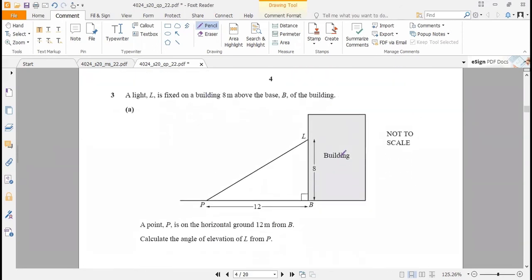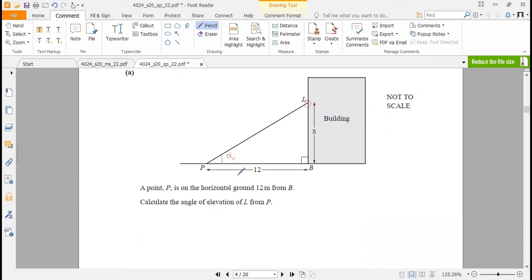Now come to part C, question number 3. A light L is fixed on a building 8 meters above the base of the building. Here we have the light, and point P is on the horizontal ground 12 meters from B, as you see on the diagram. Calculate the angle of elevation of L from P. So we need to find this angle. For example, we name it alpha.